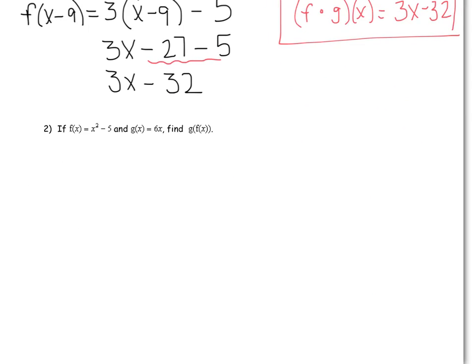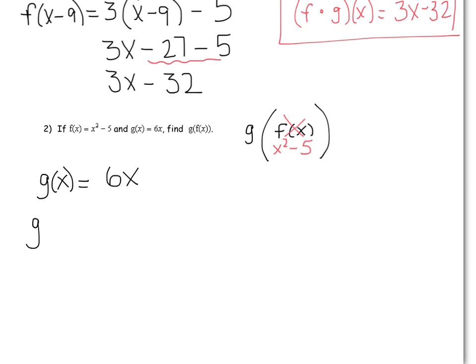Example 2. If f of x equals x squared minus 5 and g of x equals 6x, find g of f of x. I'm just going to write this in a little bit more of an exaggerated way. So I want to find g of f of x. But what is f of x equal? X squared minus 5. So instead of this, I'm going to put x squared minus 5. So now I want to find g of x squared minus 5. So let's start with the g of x function. And I want to find g of x squared minus 5.